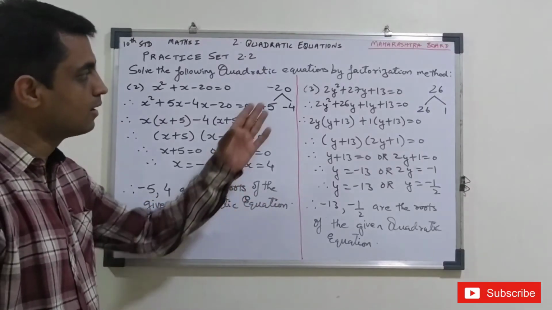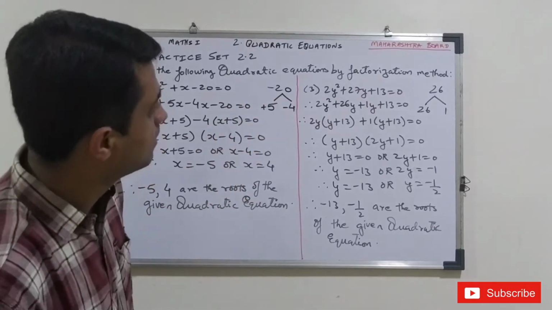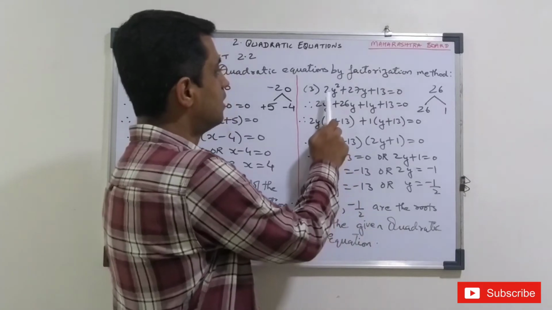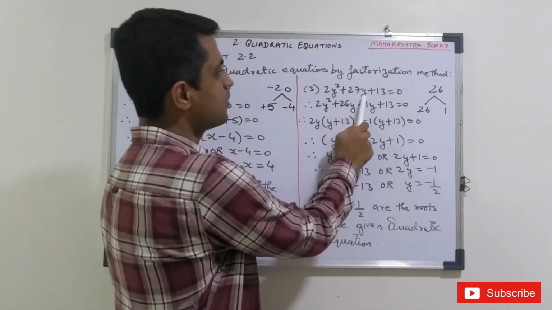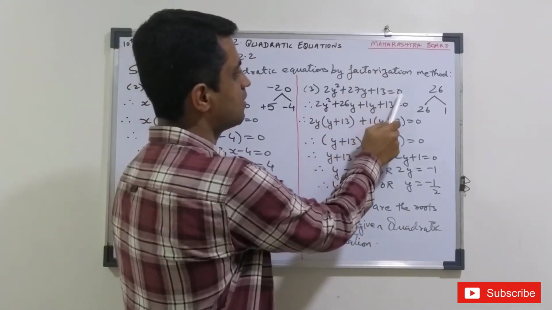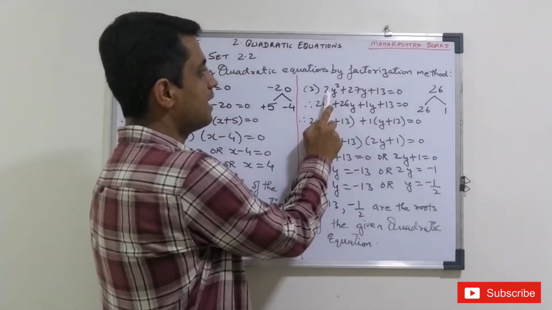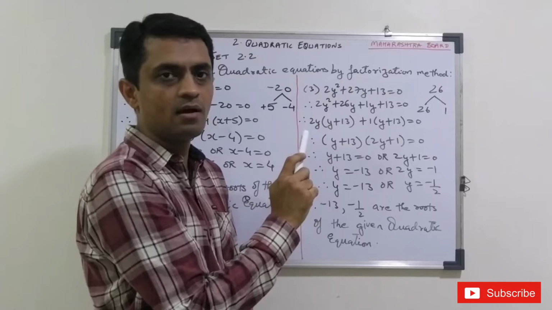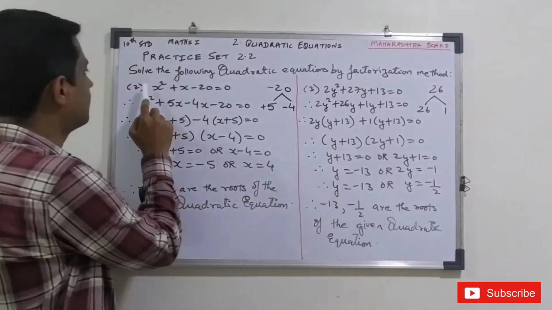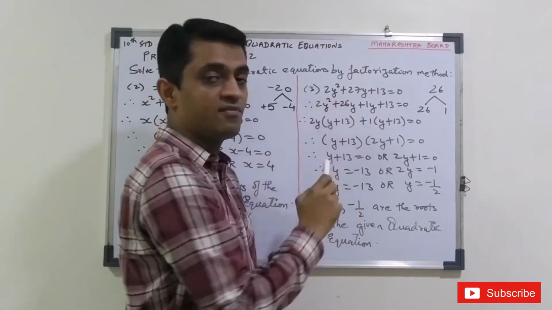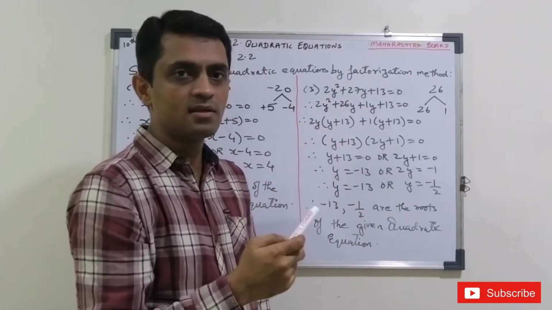Clear? Okay. Now let us move down with the next sum. Third sum: 2y square plus 27y plus 13 is equal to 0. Now, first time we have seen that there is a coefficient here other than 1. Every time there was 1, till 2 sums we have seen. Every time here there was 1, but here, first time, other than 1 is there.